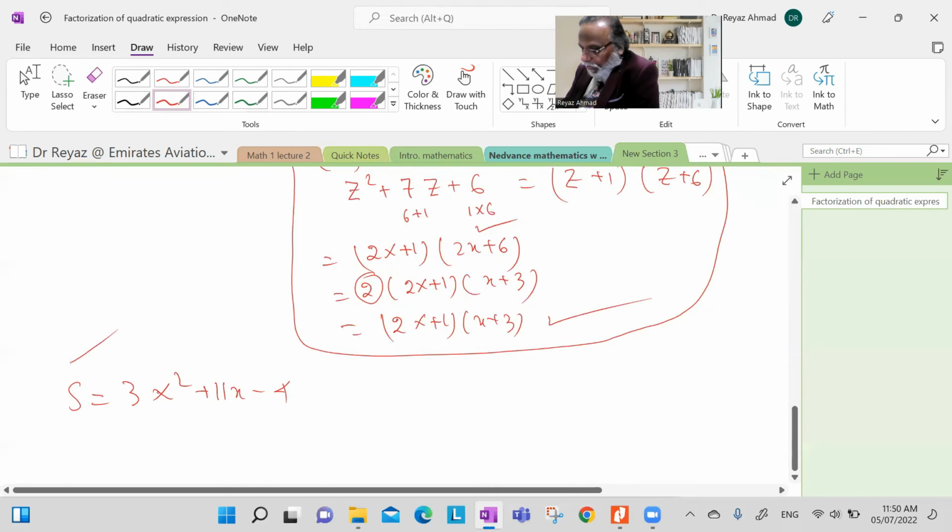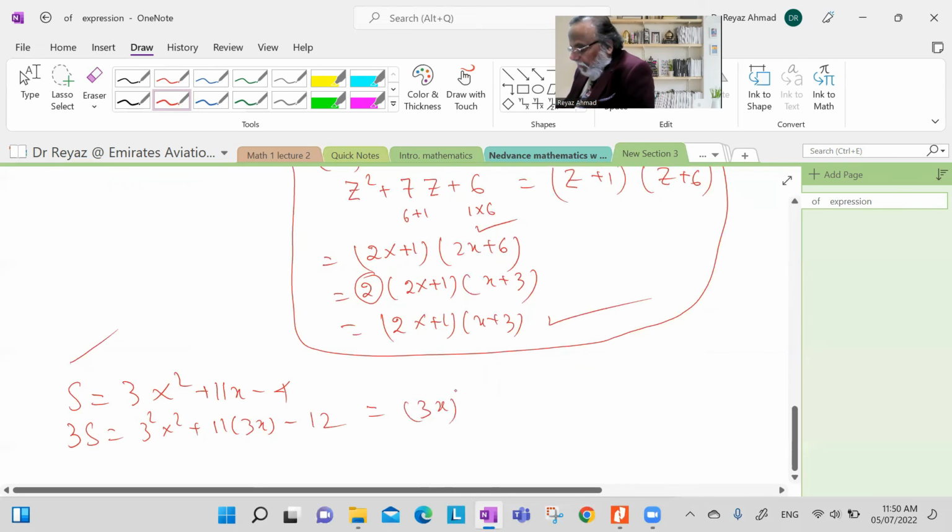But I will now multiply the whole expression by the number before x squared. So I'll multiply here. This is 3 squared x squared, this is 11 times 3x, minus 12. So I can write 3x squared plus 11 times 3x minus 12. And if I choose z equal to 3x, I will get here z squared plus 11z minus 12.